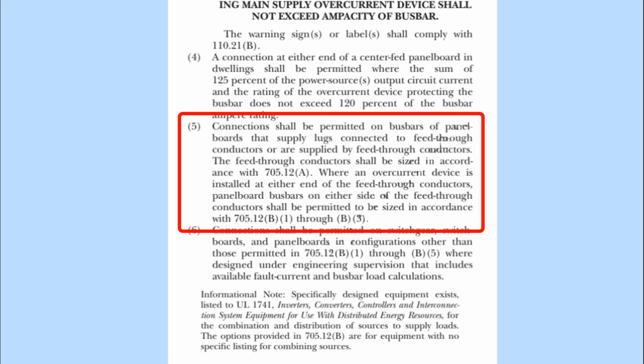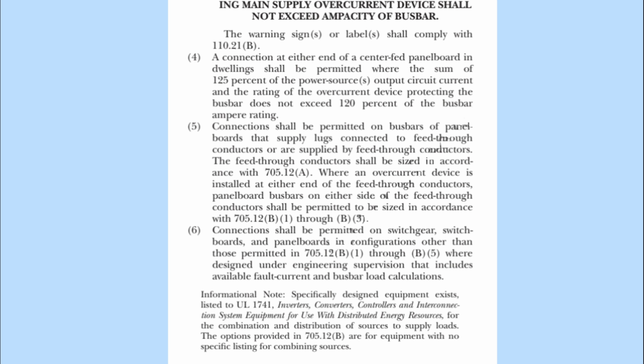5. Connections shall be permitted on bus bars of panelboards that supply lugs connected to feed-through conductors or are supplied by feed-through conductors. The feed-through conductors shall be sized in accordance with 705.12(A). Where an overcurrent device is installed at either end of the feed-through conductors, panelboard bus bars on either side of the feed-through conductors shall be permitted to be sized in accordance with 705.12(B)(1) through (B)(3). This isn't your average residential configuration, so it's outside the scope of this video.